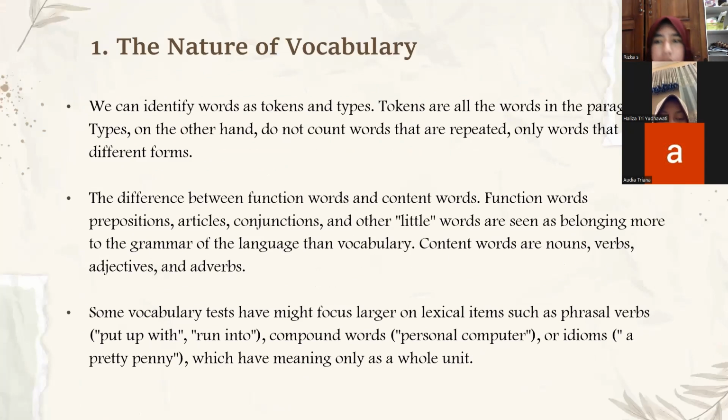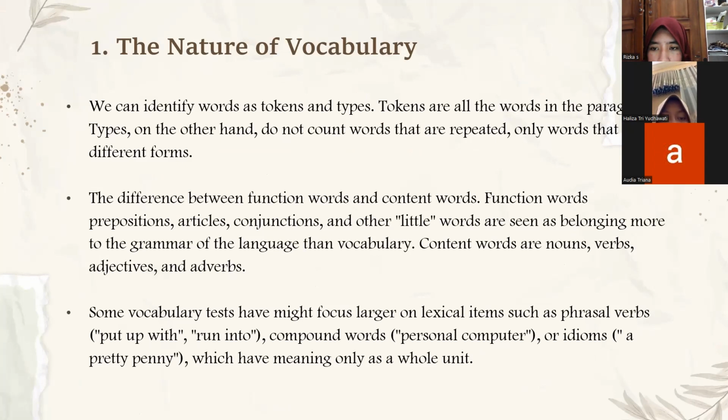Like, for example, the nature of vocabulary. We can identify words as tokens and types. Tokens are all the words in the paragraph. Types, on the other hand, do not count words that are repeated, only words that are different forms.